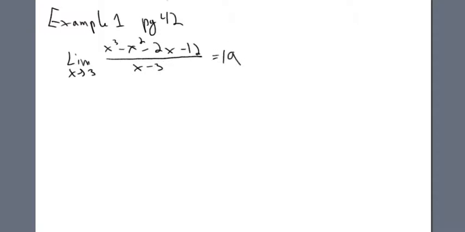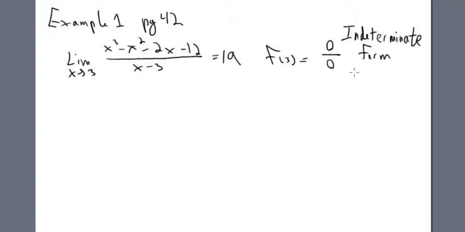Well, the problem is, if I plug in 3, 3 minus 3 is 0, the bottom's 0. However, what happens in the top? So I'm just going to write f of 3. We know the bottom is 0. What's the top? 3 cubed is 27, minus 3 squared, so minus 9 is 18, minus 6 is 12, minus 12 is 0. 0 over 0 means it is indeterminate form. Now remember from a previous lesson, indeterminate form means we have a removable discontinuity.